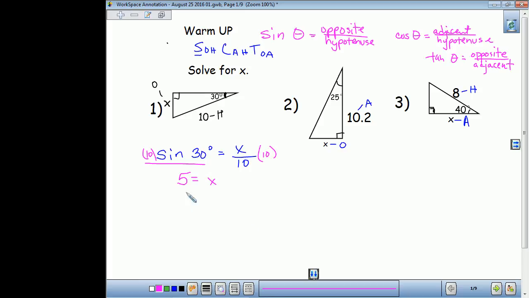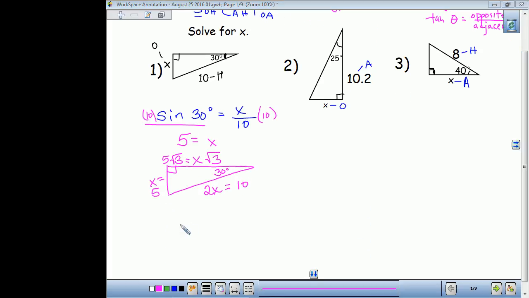Now, the other thing you might remember from the previous course: if this is 30 degrees, that makes this a special right triangle. The short leg is x, the hypotenuse is 2x, the long leg is x root 3. So if the hypotenuse is 10, then the short leg would have to be 5, and the long leg would be 5 root 3. So you might remember that.